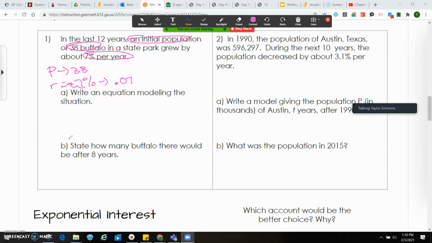Now they ask us to write an equation modeling the situation. So we're going to take the simple interest formula, which is P times 1 plus or minus R, raised to the T. Again, our initial amount is 38. We're going to write 1 plus, and our R is 0.07. We don't know how many years yet, so we're just going to leave it as T. So this is how you actually write that equation modeling that situation.